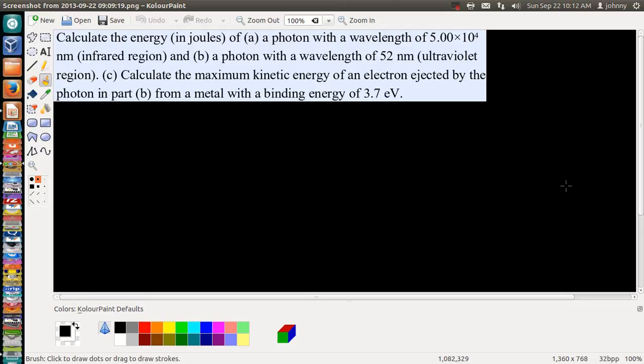They want us to calculate the energy in joules of a single photon that has the wavelength of 5.00 times 10 to the fourth nanometers, infrared region, and do the same thing for a photon of wavelength of 52 nanometers of ultraviolet region. Then all of a sudden we got to calculate the maximum kinetic energy of an electron ejected by the photon in part B from a metal with a binding energy of 3.7 electron volts.